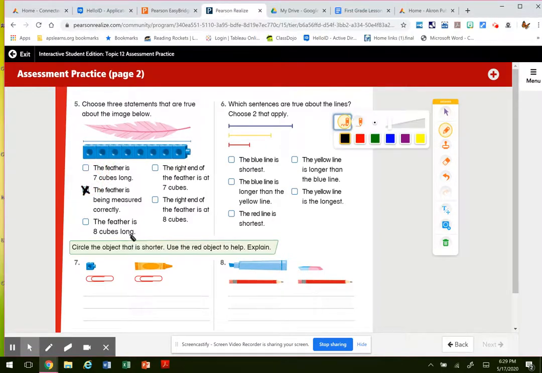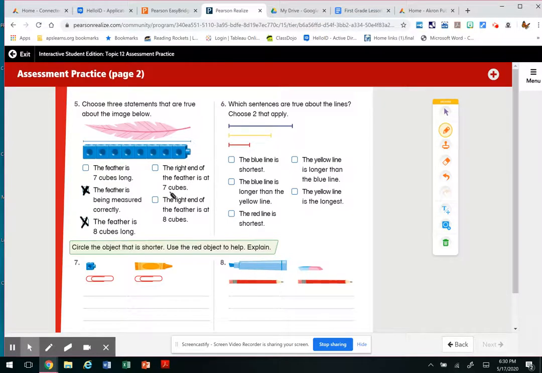The next one says the feather is 8 cubes long, and we just counted those cubes, and there are 8, and the feather is 8 cubes long. Over here, the right end of the feather is at 7 cubes. The right end, so this is the right end, and they said it is at 7 cubes. Nope, it's all the way down here. And the next one says the right end of the feather is at 8 cubes. And that one is correct also. So 3 of these statements were correct.